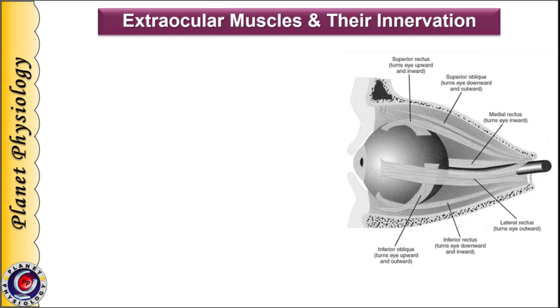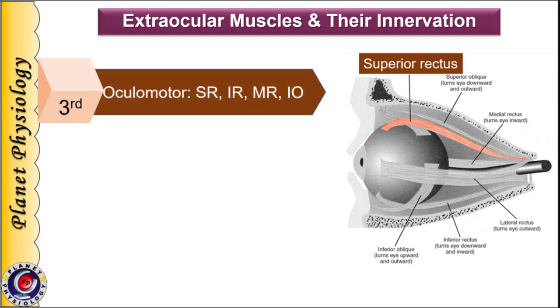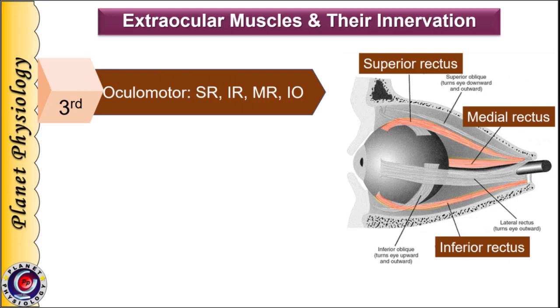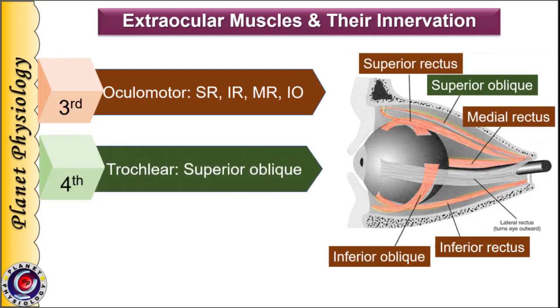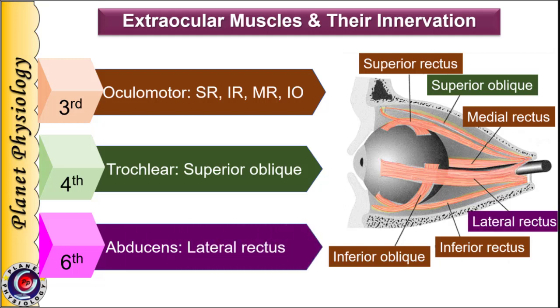Each eyeball can be moved by 6 extraocular muscles, 4 recti and 2 obliques. Oculomotor nerve, that is the 3rd cranial nerve, innervates superior, inferior and medial rectus and inferior oblique muscle. Trochlear or the 4th cranial nerve innervates superior oblique, and abducens, that is 6th cranial nerve, innervates lateral rectus.